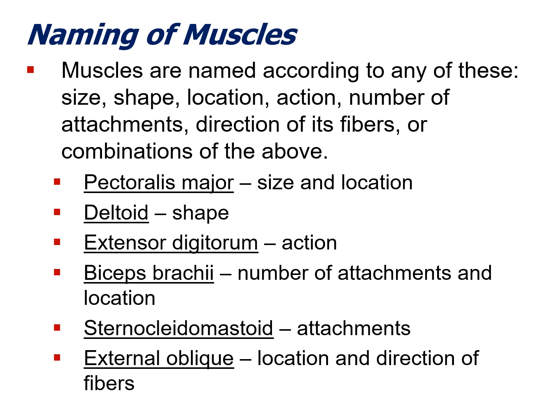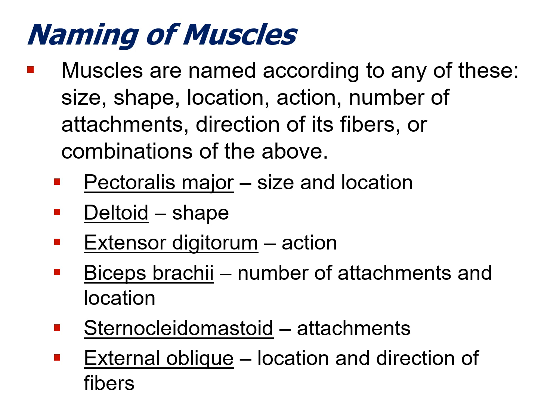Then you have the action. So in this case, we have the extensor digitorum. So it extends the digits. So to tell you a little bit more, it basically extends your fingers, right? The digits are fingers. All right, the biceps brachii is named for the number of attachments. That's two. You saw that in the picture, as well as its location, and it's in the brachial region, so it's the brachii.